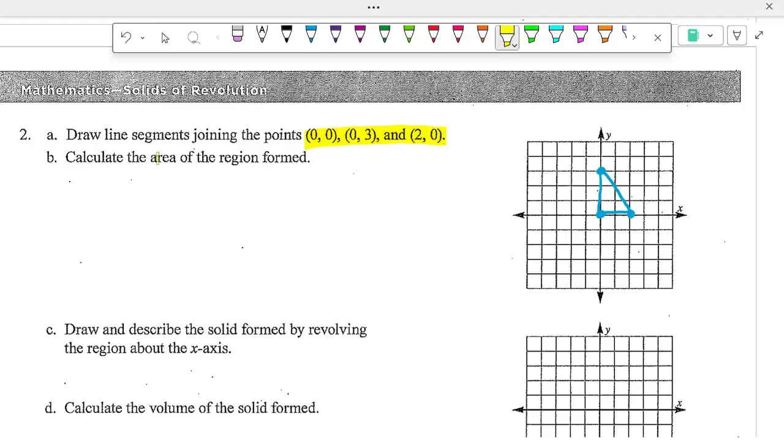Now, it asks us to calculate the area of the triangle. What is the formula for area of a triangle? It's on your sheet. Base times height divided by 2. So what would my base be? 2. So your base is equal to 2. What's your height? 3.